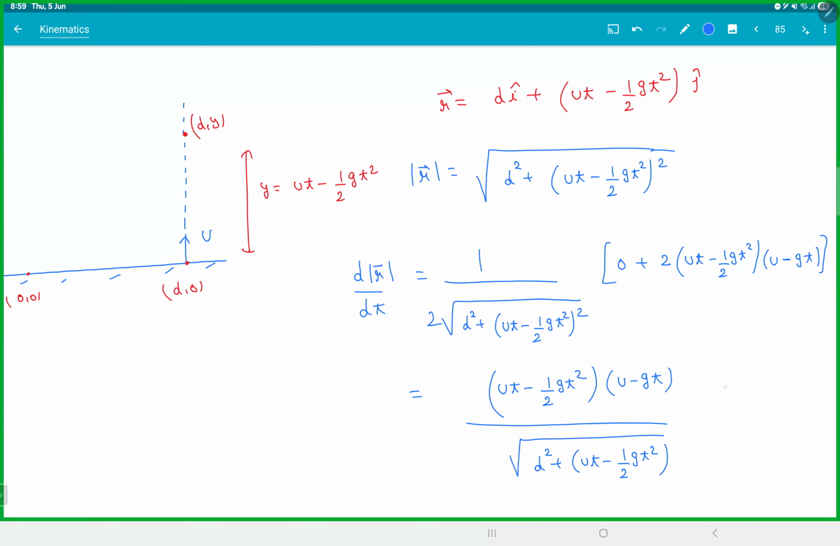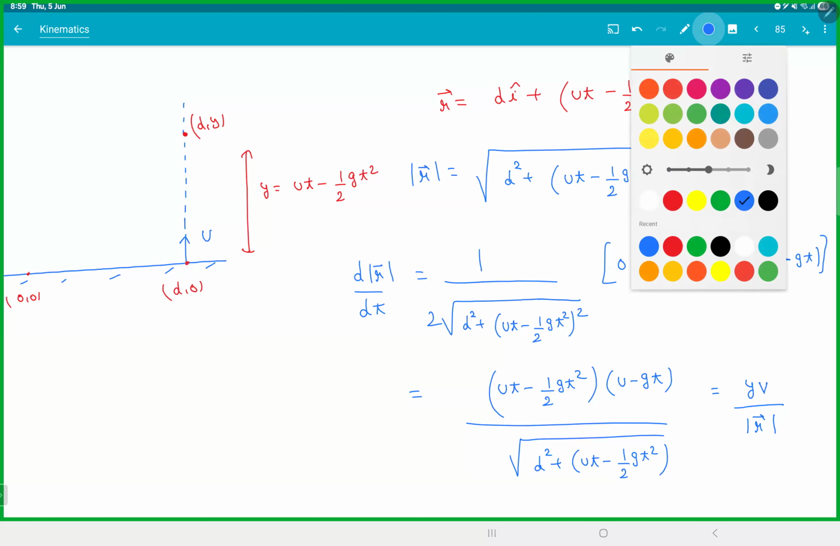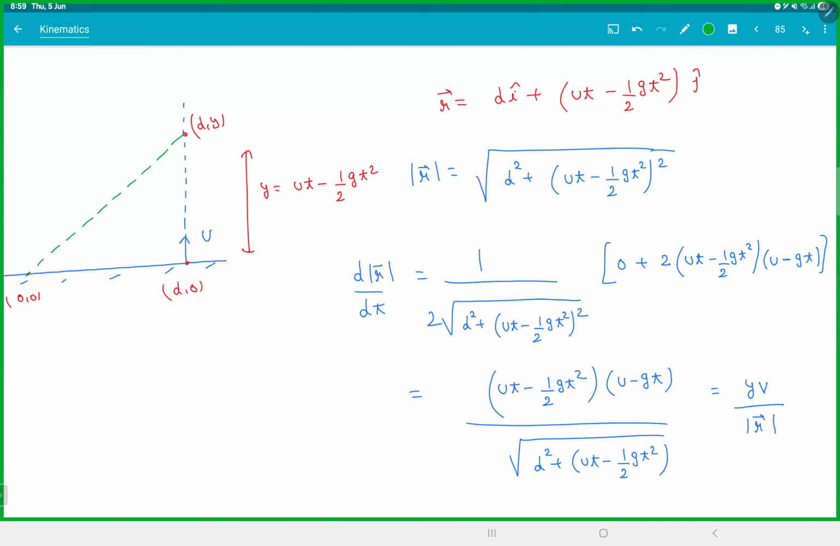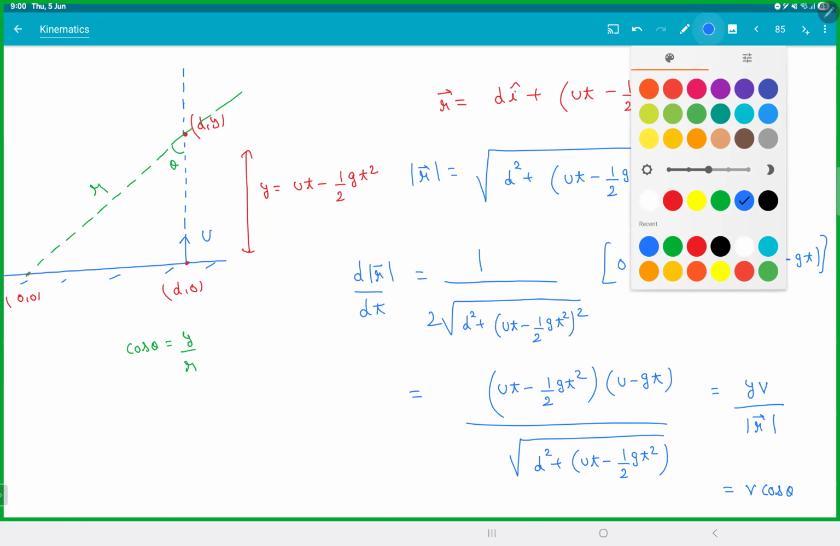Quite big. But if you actually see, ut minus half gt square is your y coordinate. u minus gt is your velocity. And that denominator is mod r bar. Isn't it? That is y v by mod r bar. And from here, if you look at it geometrically, if this is y and this is r, and you take this angle to be theta, cos theta will be y by r. So this guy is actually v cos theta, where y by r is nothing but cos theta. So theta is the angle, this angle.